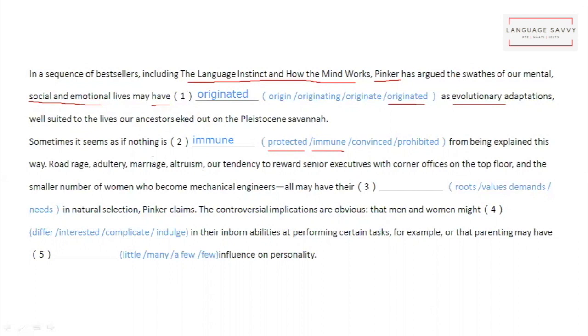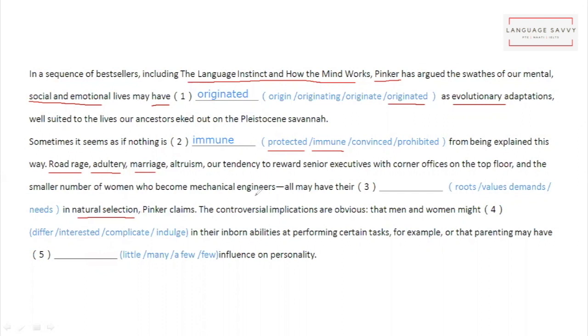So sometimes it seems as if nothing is immune from being explained this way. So road rage, adultery, marriage, altruism, our tendency to reward senior executives with corner offices on the top floor, and the smaller number of women who became mechanical engineers all may have their dash in natural selection. Before looking at the options, let's just see what he's trying to say in the paragraph. So he is mentioning some problems like road rage, adultery, marriage, and so on. Now he's mentioning all these problems and he's saying that it has something to do with natural selection.